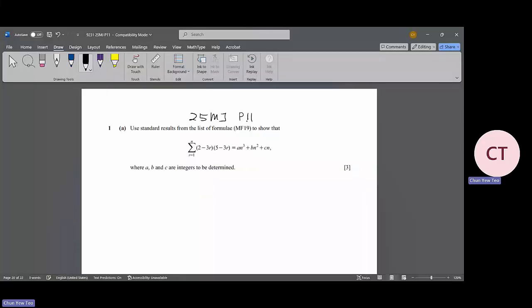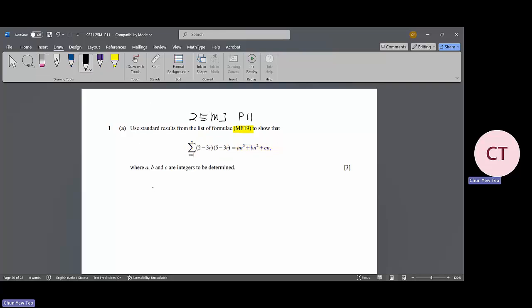Paper 11. Let's take a look at question number 1. Use the standard result from the list of formulae MF19 to show that the series over here is equal to an cubed plus bn squared plus cn, where a, b, and c are integers to be determined.